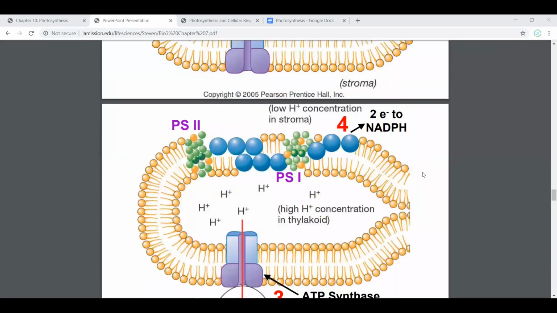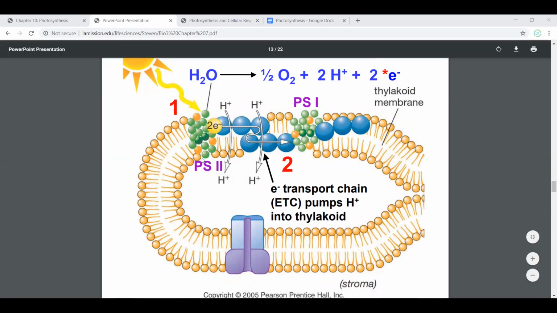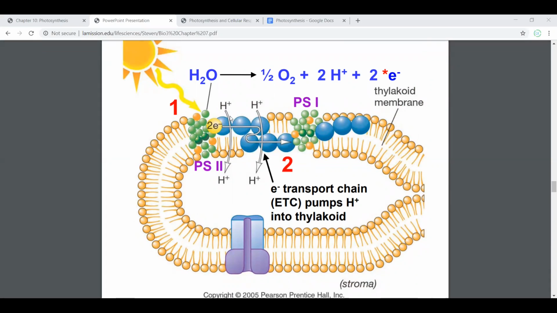So going back here, you can see the same diagram. Photosystem 2 takes in energy from the sun and powers these two electrons. These two electrons are going to move through the electron transport chain. And remember that we said in cell respiration, the movement of these electrons powers the pumping of hydrogen ions. In this case, it also does that, because it still uses ATP synthase to make energy, or ATP. So that's why it needs this hydrogen ion gradient.